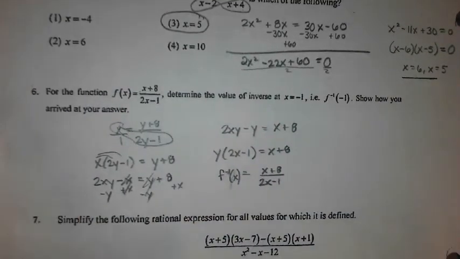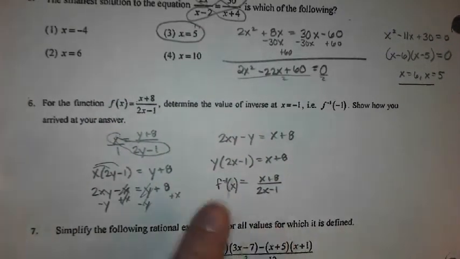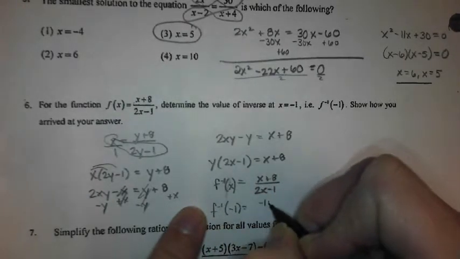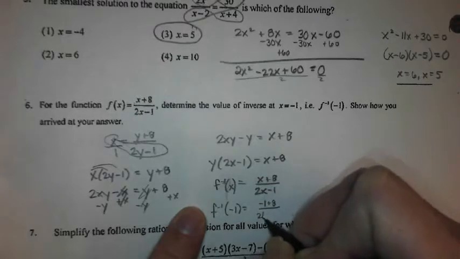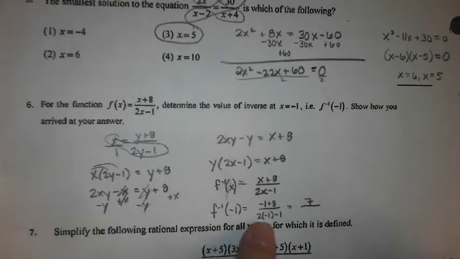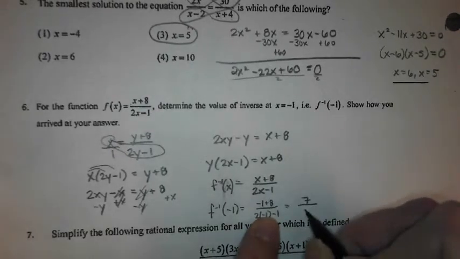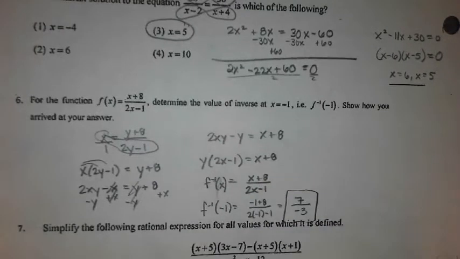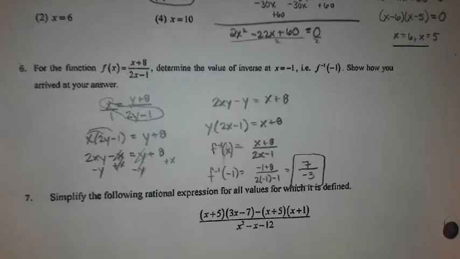and there's our inverse. So instead of y, we can write f inverse. And they want us to evaluate that at negative 1. So f inverse of negative 1 is negative 1 plus 8, which is 7 over negative 2 minus 1, which is negative 3. And certainly I showed how I got my answer.